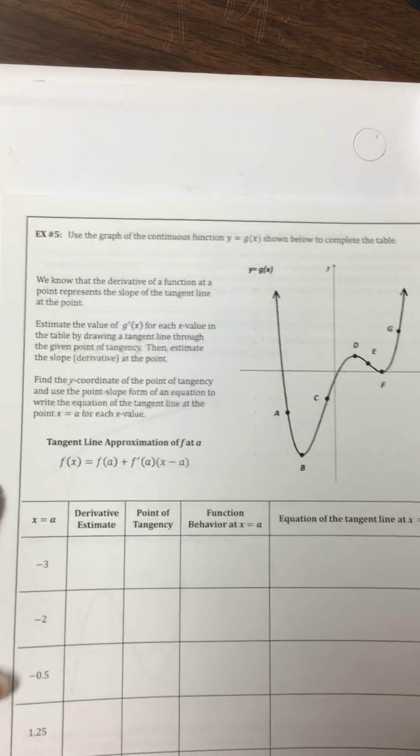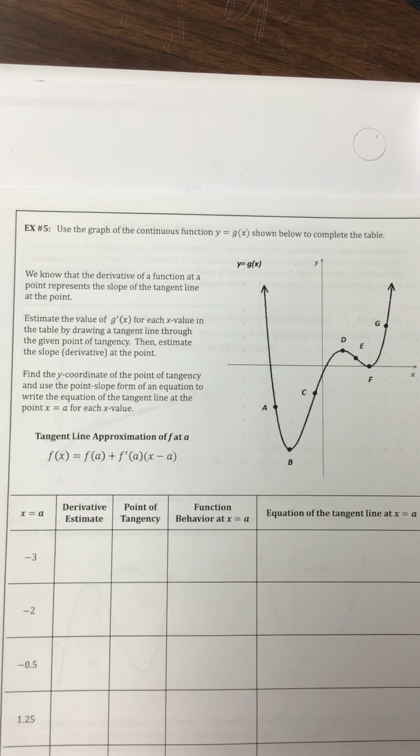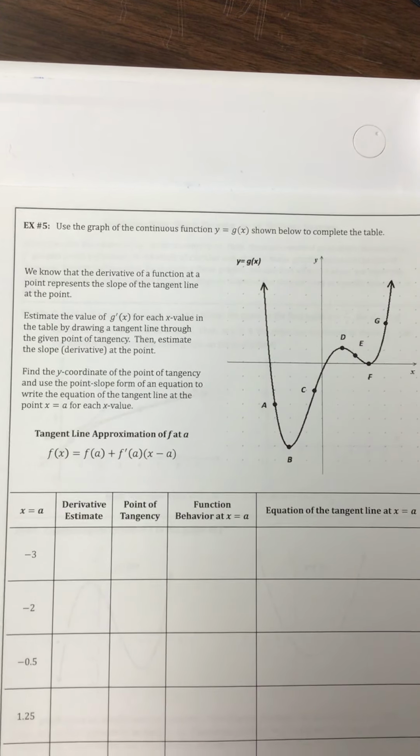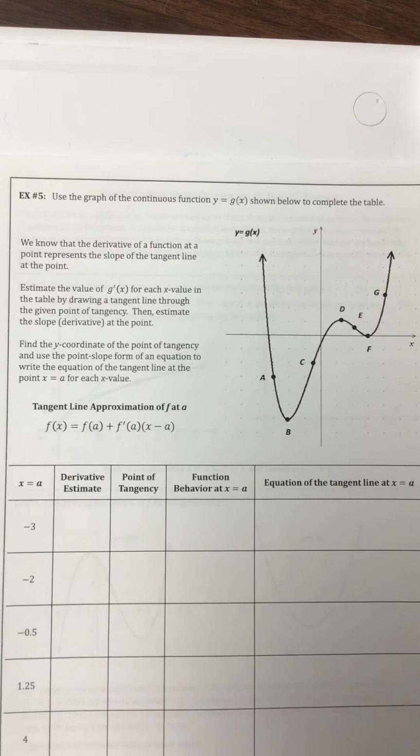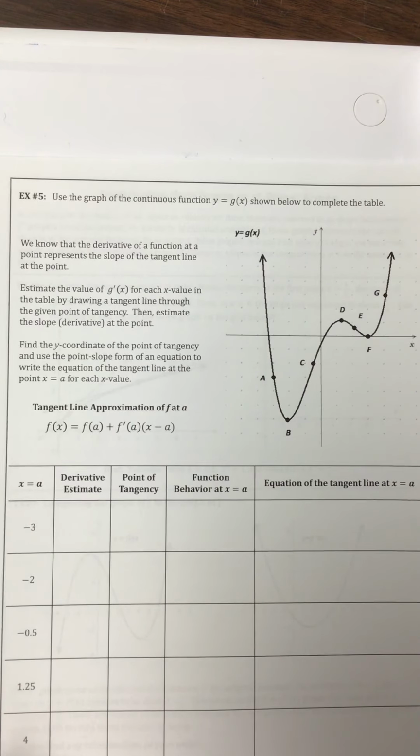Okay. Now, we are going to use the graph of the continuous function y equals g of x shown to complete the table. We know that the derivative of a function at a point represents the slope of the tangent line at that point, right? Estimate the value of the derivative of g of x for each x value in the table by drawing a tangent line through the given point of tangency. Then estimate the slope, which is the derivative, at that point. Find the y-coordinate of the point of tangency and use the point-slope form of an equation to write an equation of the tangent line at the point x equals a for each x value.